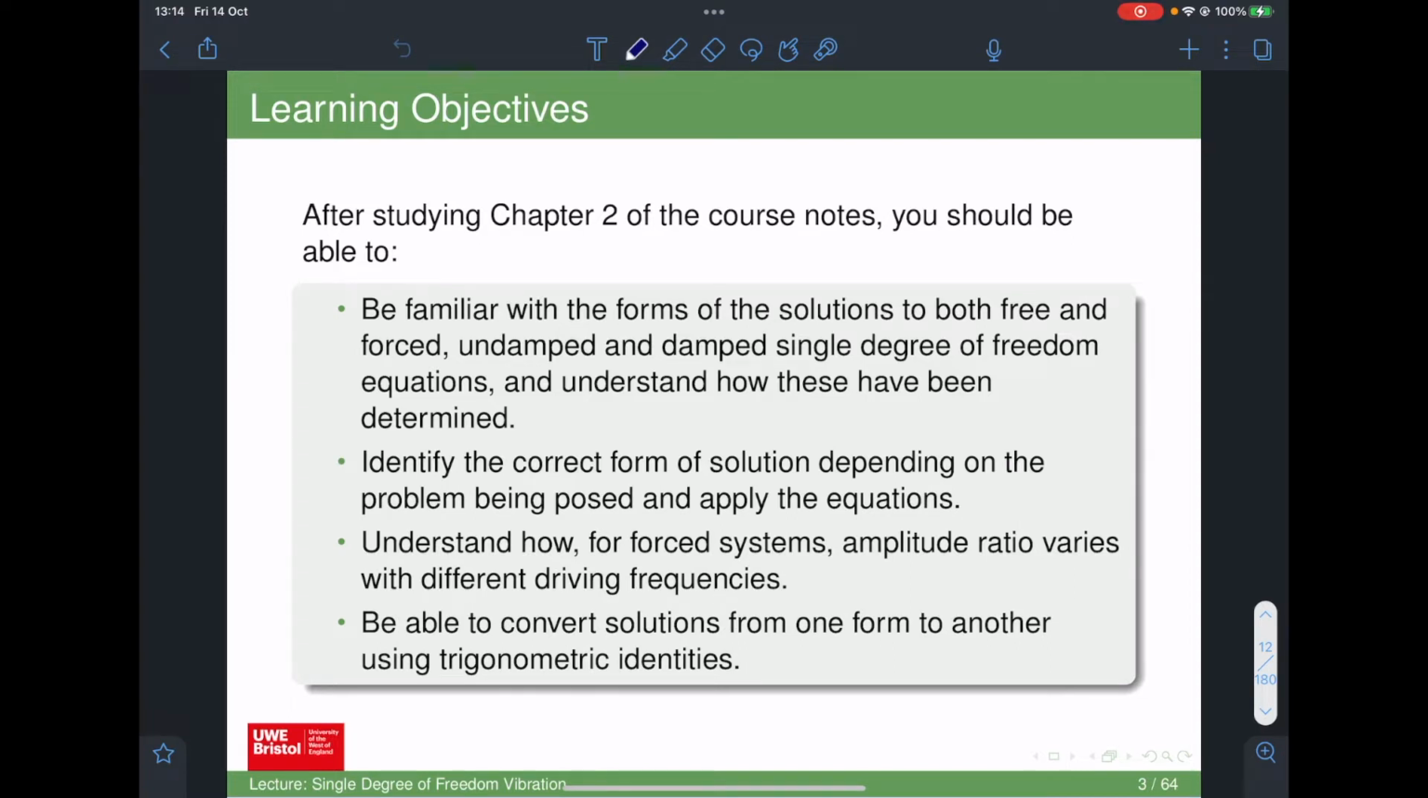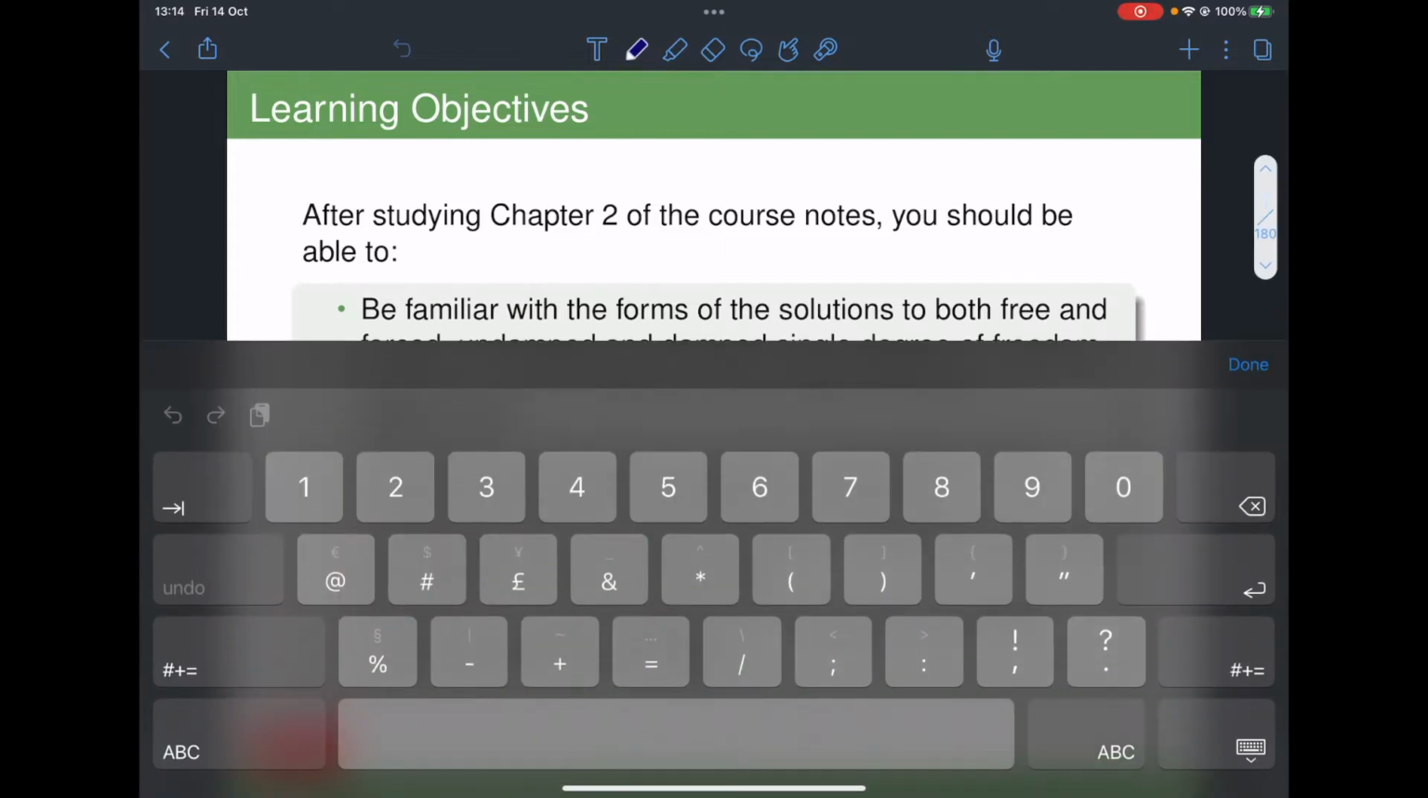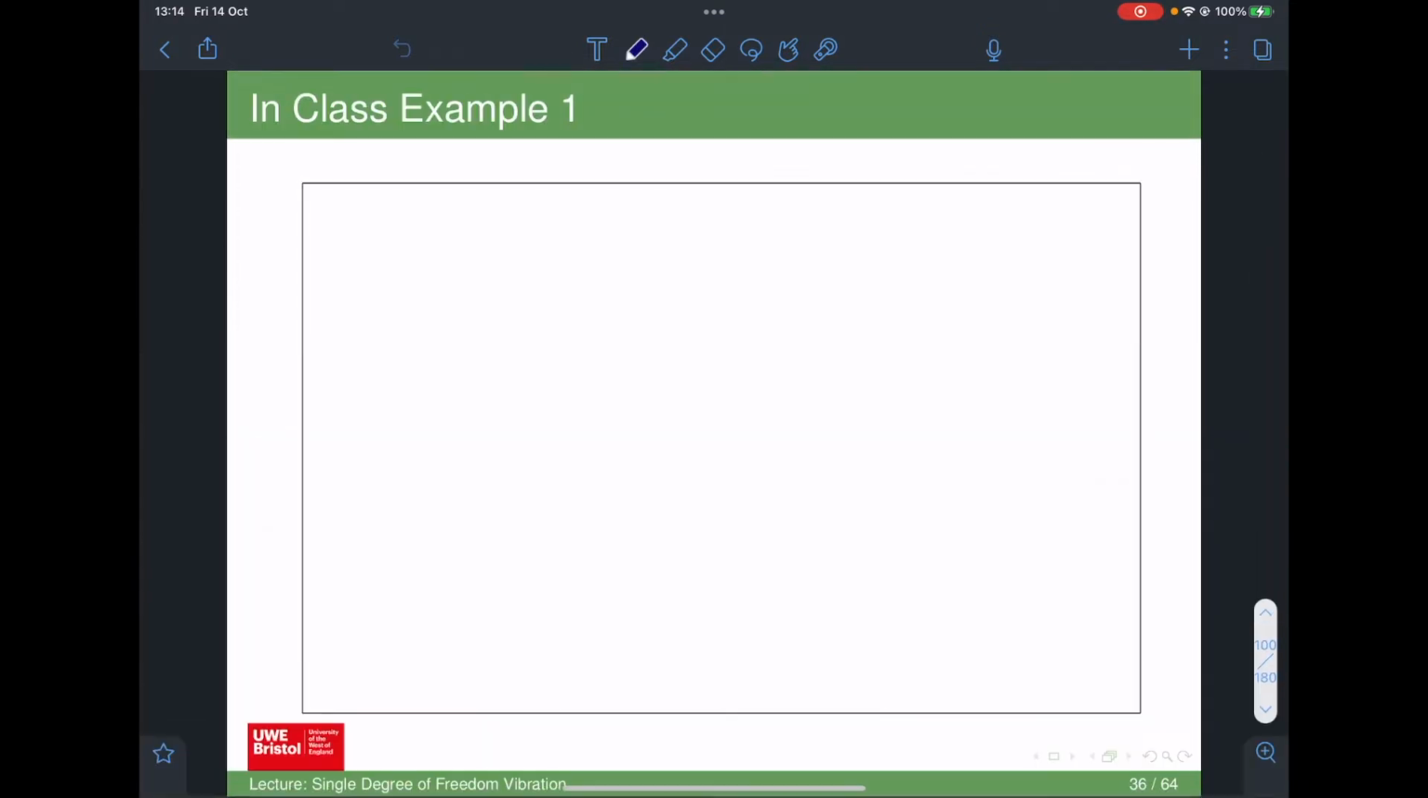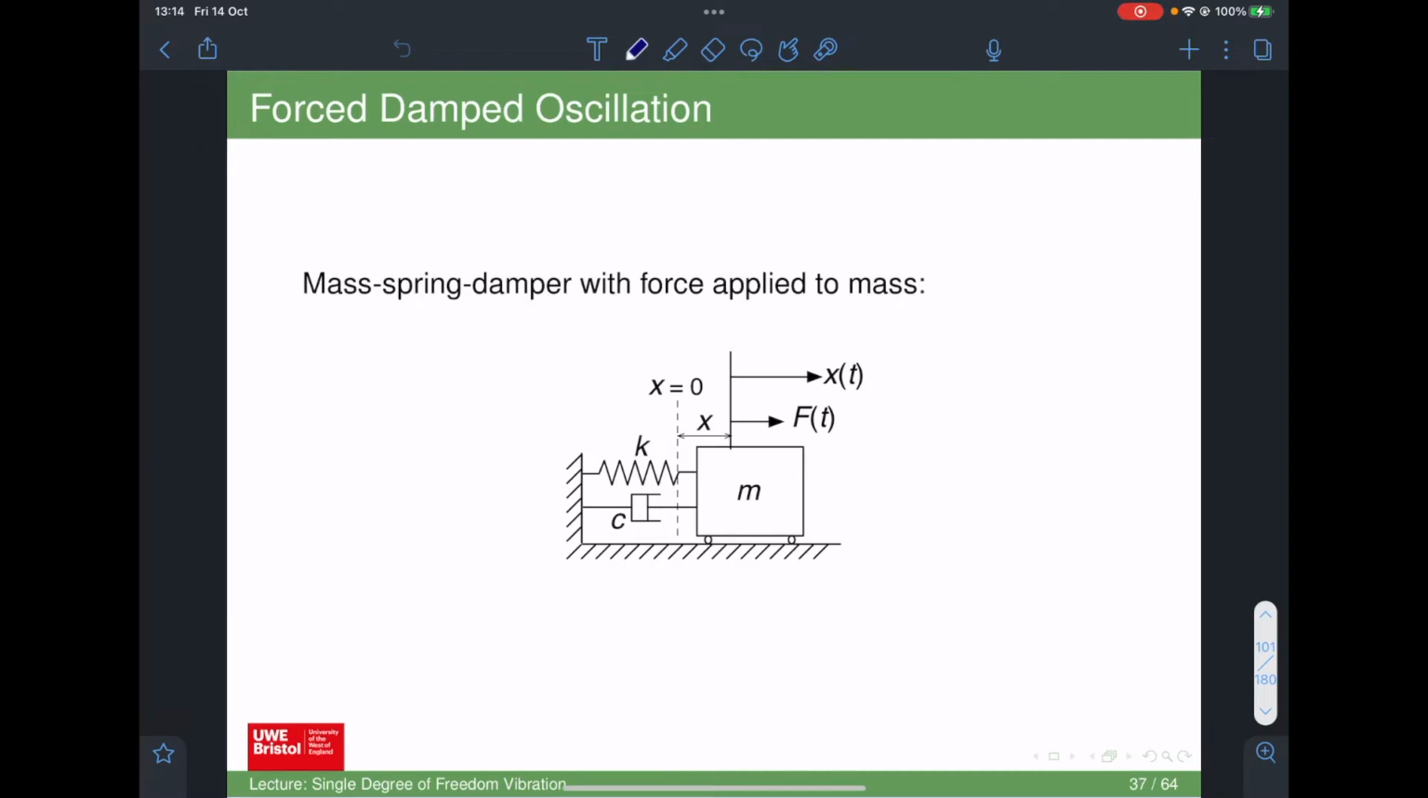Now, last week we focused on this one pretty much. There's a little bit on here, but today we'll finish off all of that. If I go to slide 100. Okay, so forced damped oscillation, that's what we're going to be looking at.